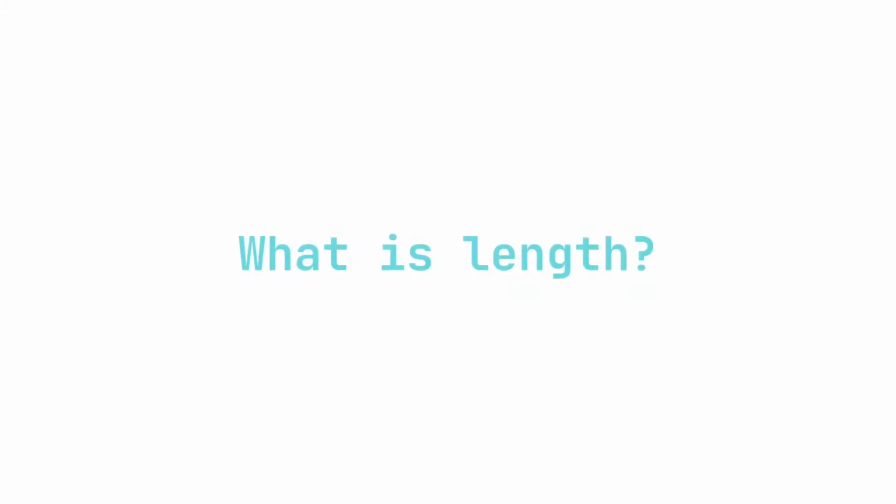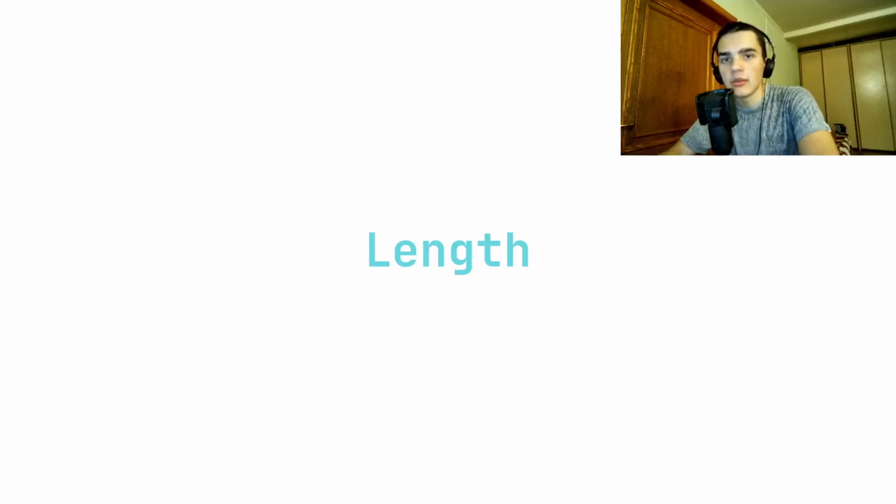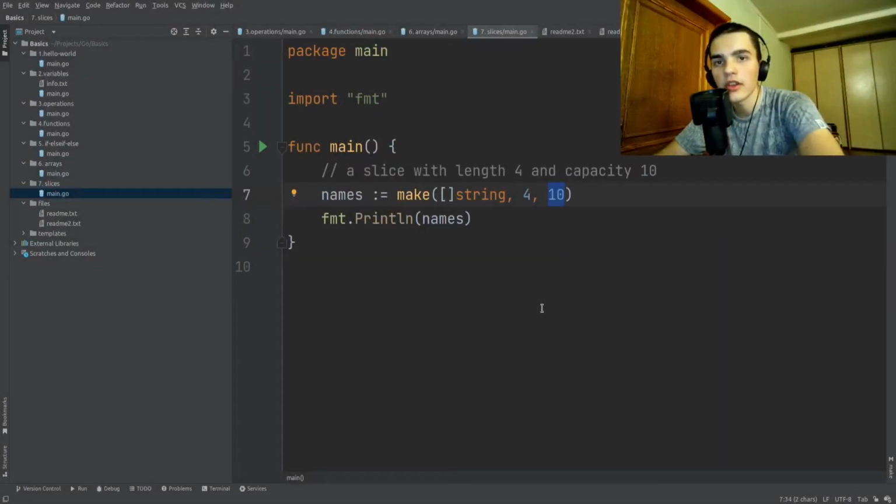What is length? The length is the limit for the slice. We cannot get an element with an index greater than length -1, or set an element with an index greater than length -1. For example, if we create a slice with 4 names and a capacity of 10, we do not want to iterate over all 10 names, 6 of which are empty lines.